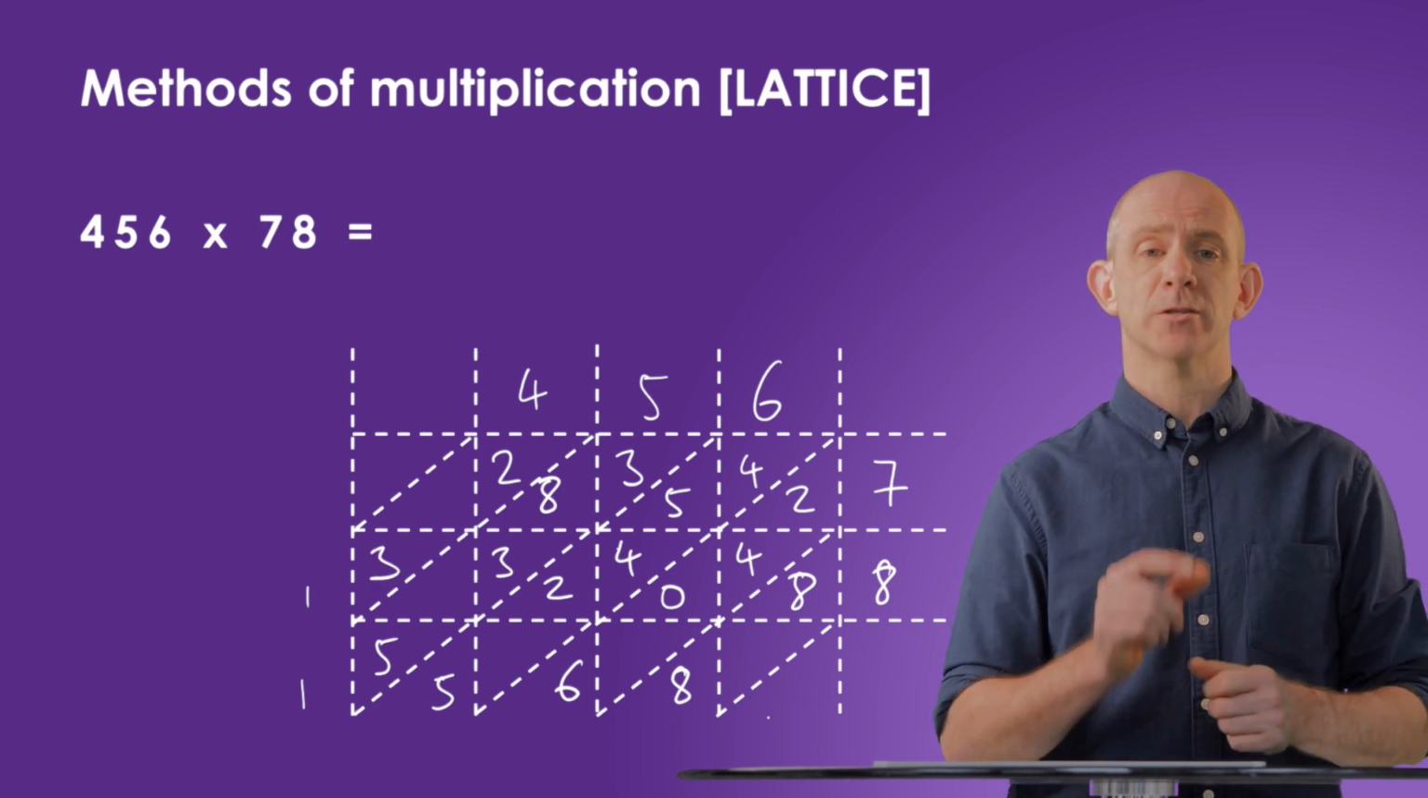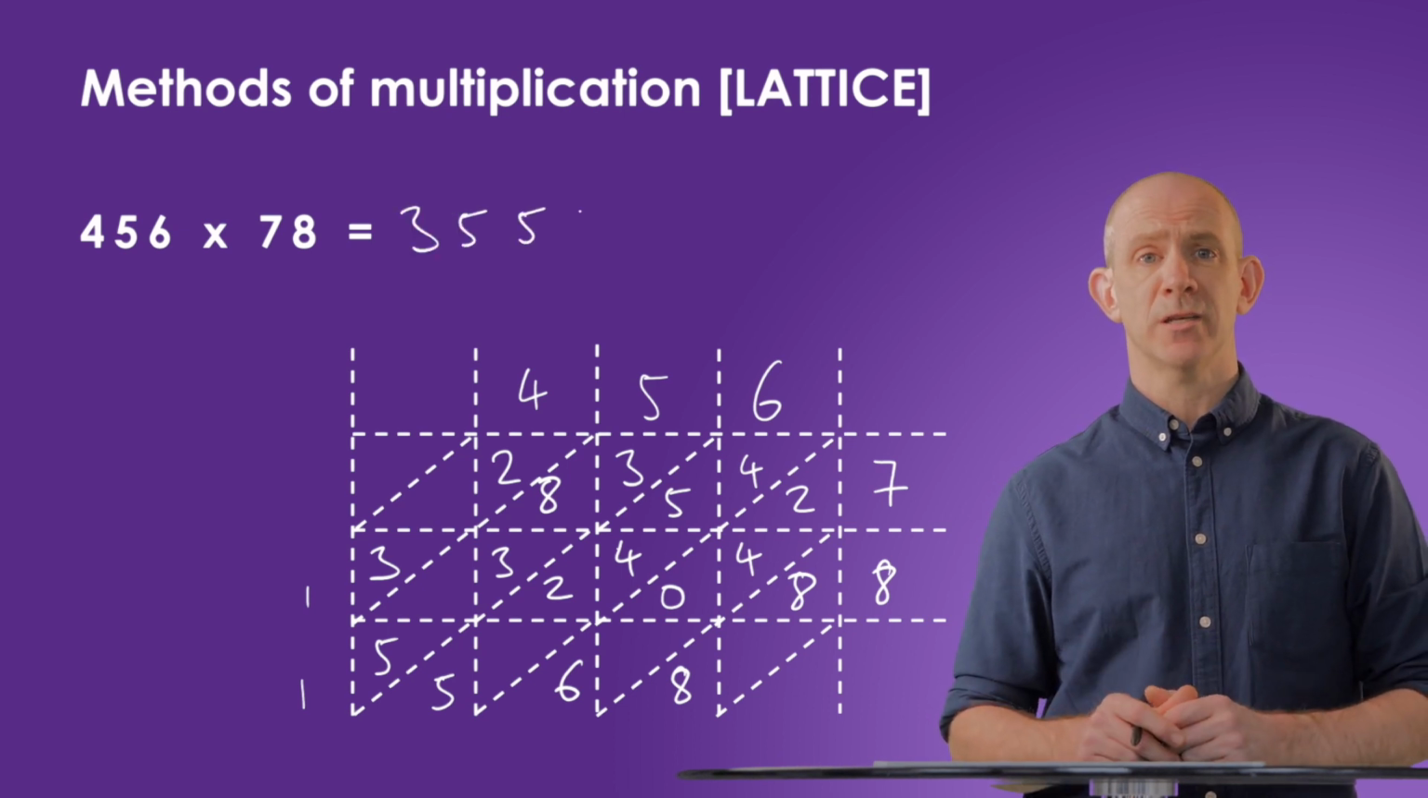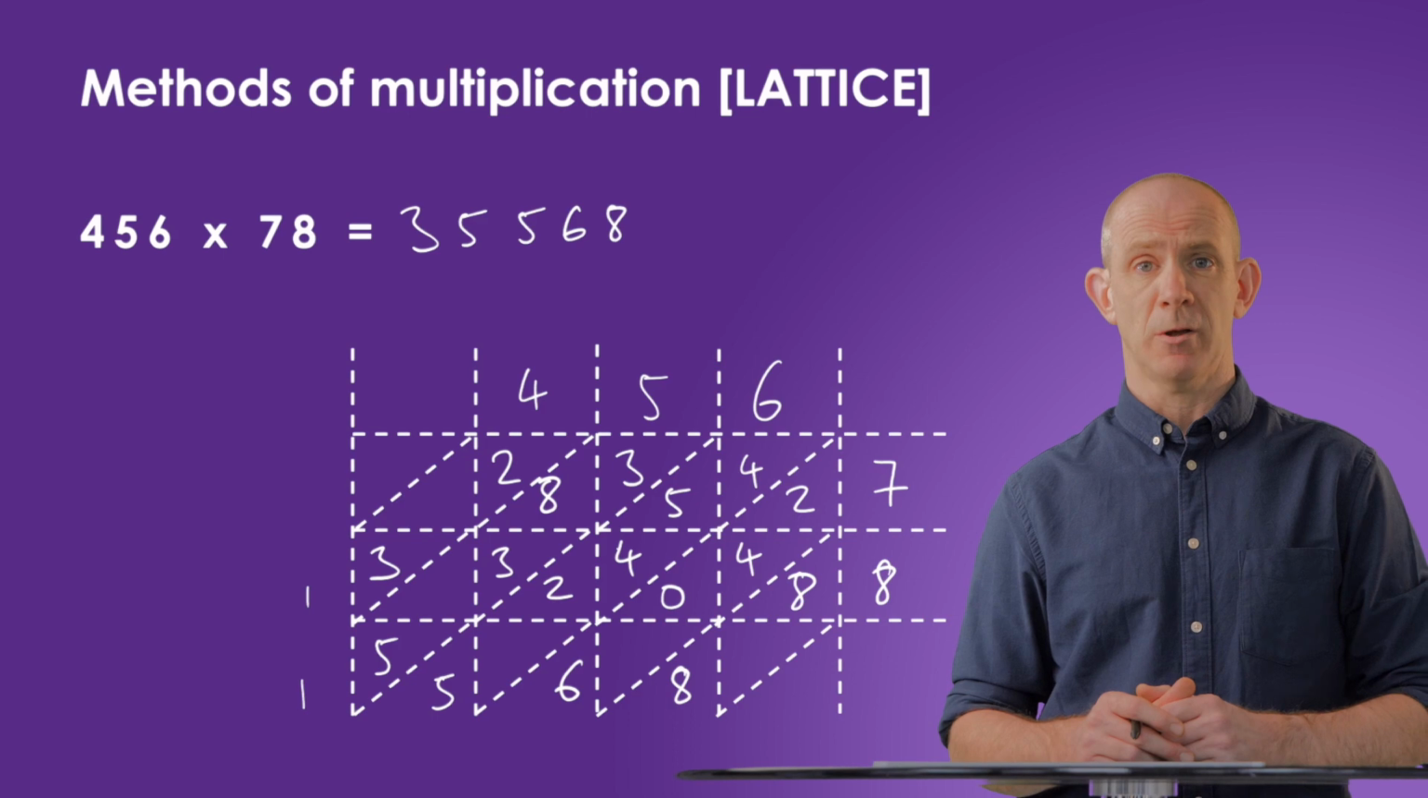So we can now read our answer around this outside left corner. So you get 35,568, as we found in the other multiplications as well. So there's 3 forms of multiplication there.